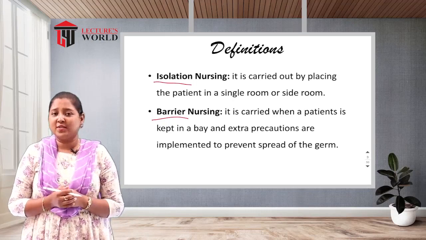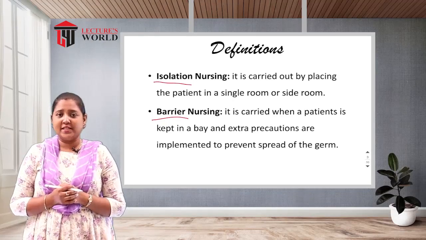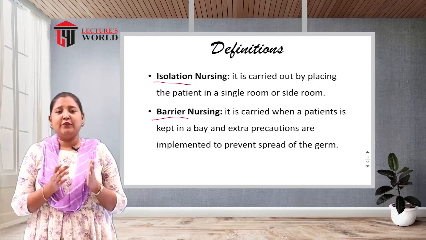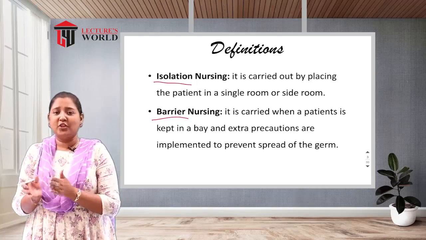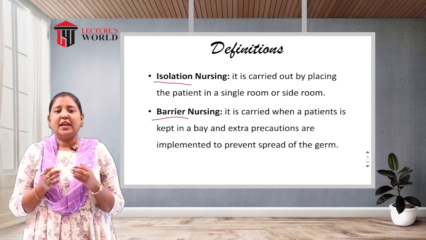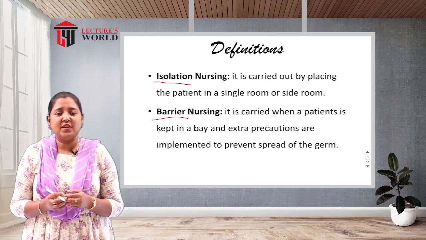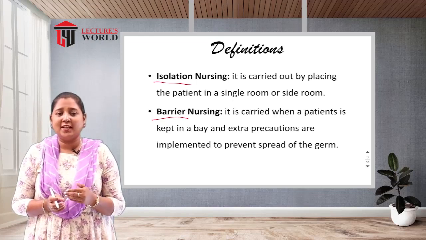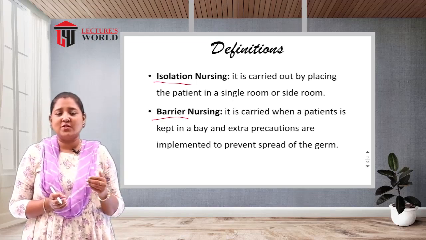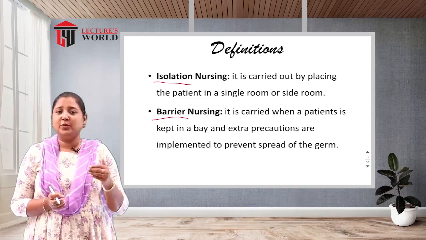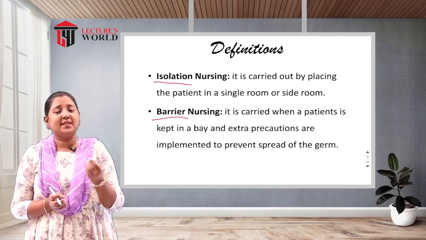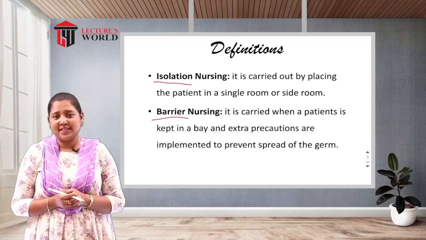The first is isolation. What is the meaning of isolation? Isolation is keeping a person at a distance from other people. For example, if a patient has a severe infectious disease and we don't want to spread that disease from one patient to another, we keep the infectious patient separate in a room, and that we call isolation.